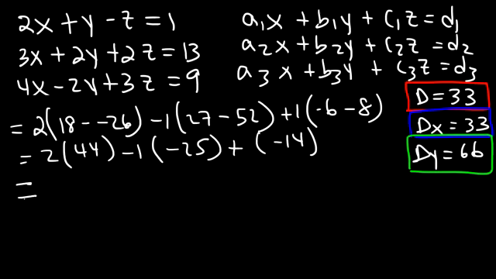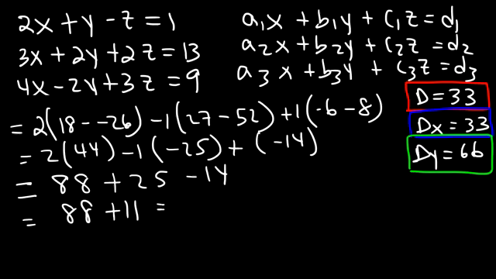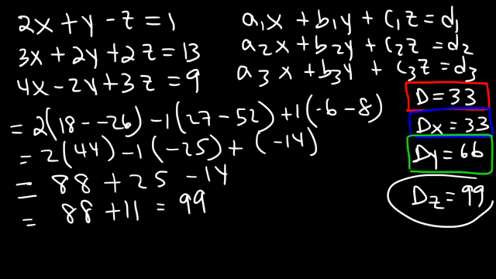Two times 44 is 88. Negative 1 times negative 25, positive 25. Now, 25 minus 14 is 11, and 88 plus 11 is 99. So dz is 99. Now we have everything that we need to finish the problem.